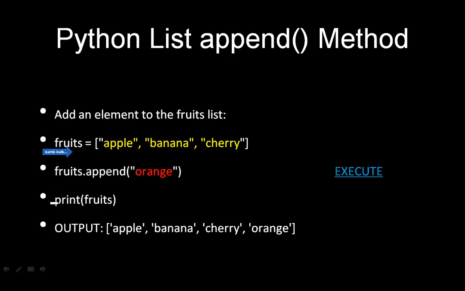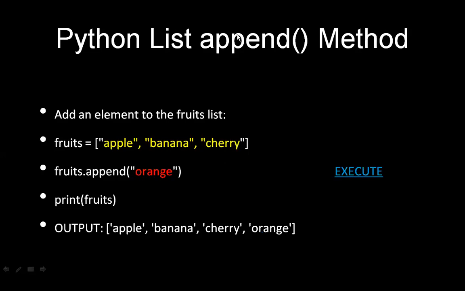So when I print the fruits list, you can notice that orange will be included in the existing fruits list, but where will it be included? It will be included at the end of the list itself. So now you have clearly noticed the theoretical explanation of how the append method helps in adding an element at the end of the list.